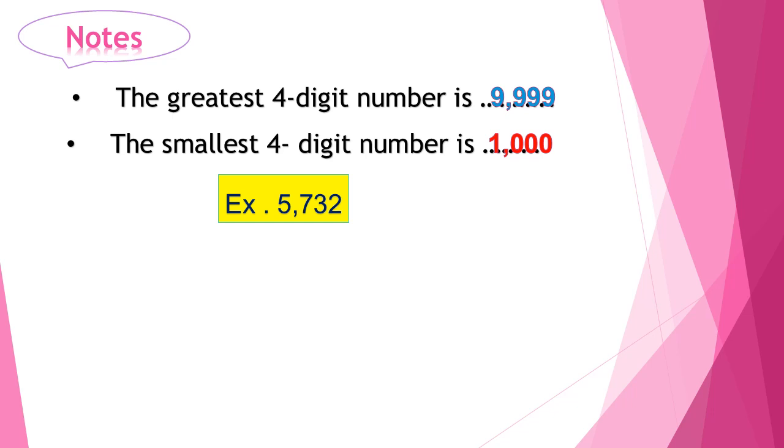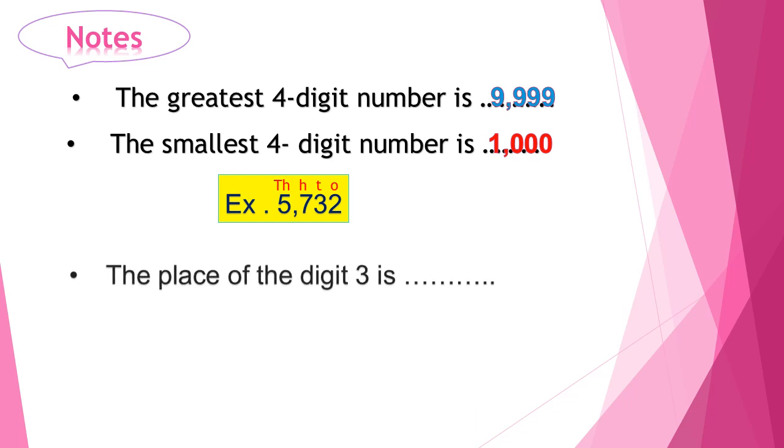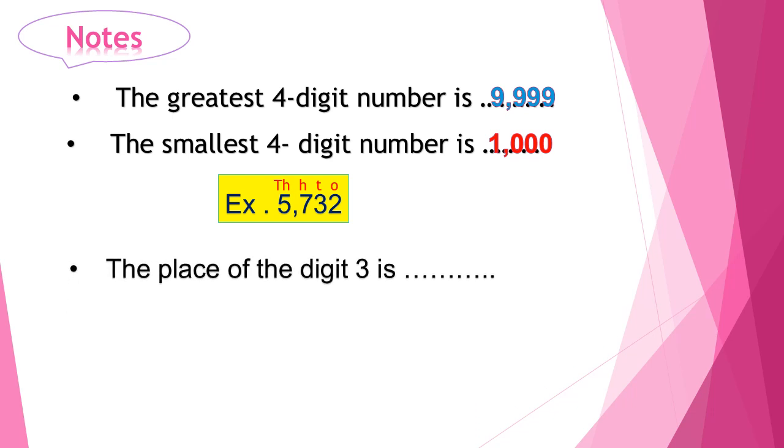Now we have a four-digit number to practice finding our place. The first question: the place of digit 3 is. To know the place of any digit, I must write the place first. The places are ones, tens, hundred, and thousand. We write it above our number. Then we look at digit 3. Digit 3, in which place? In tens, so it's tens.